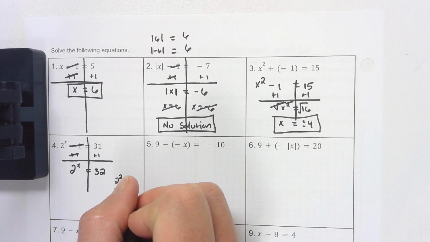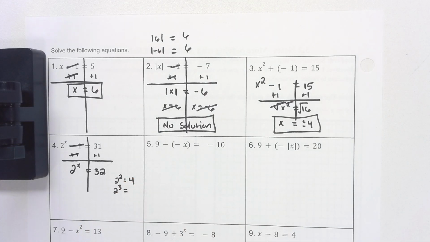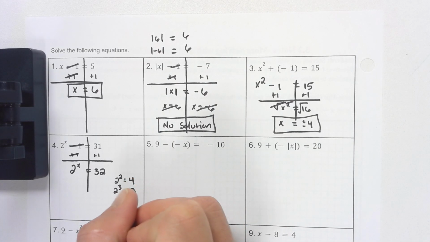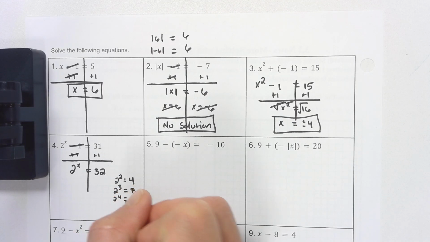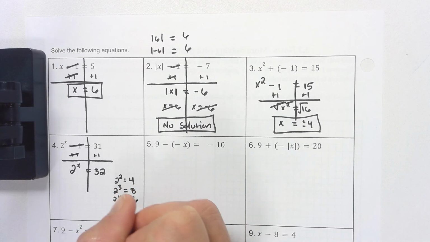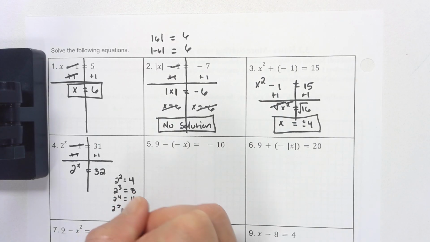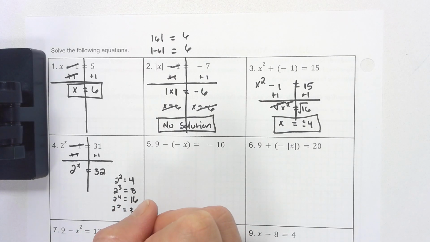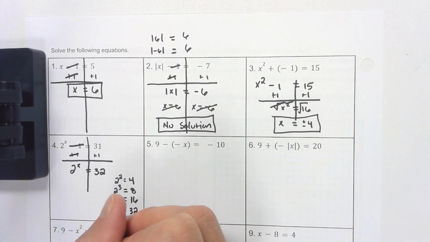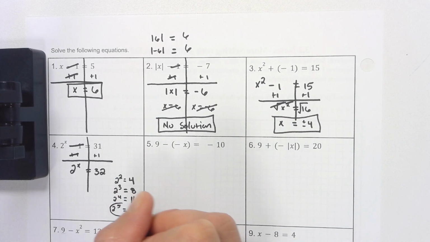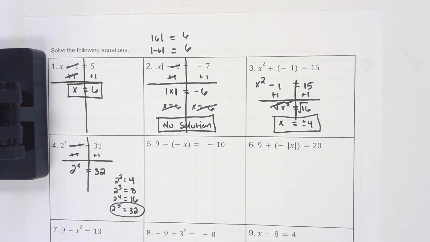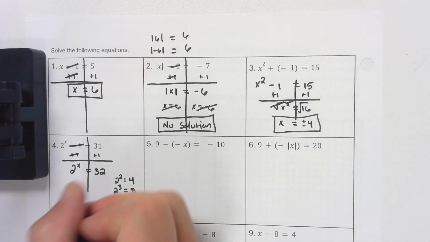Where does that get us to? That's 2 times 2 times 2, which is 8. So we're still a ways away. So let's try 2 to the power of 4. Well, that's just 8 times 2, which is 16. So not quite there, but 2 to the power of 5, which is 16 times 2, is 32. That's the fact that helps us. Okay, so for us to find our solution here, we need the exponent, which is x, to equal 5.